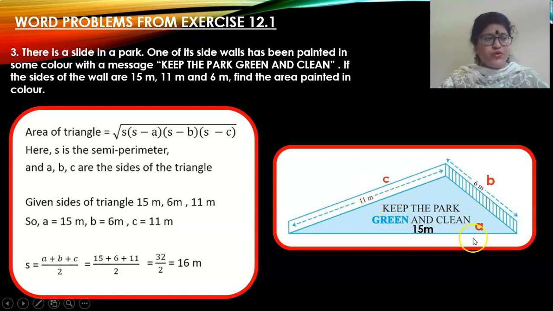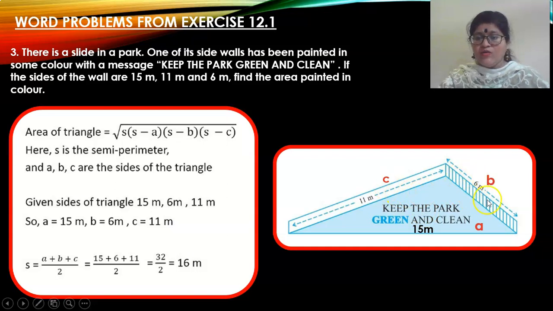Three sides are known to us: 11 meter, 6 meter and 15 meter. So here I have taken A as 15 meter, B is taken as 6 meter and C is taken as 11 meter. I have mentioned this even in the earlier video lessons. You can take from these three any of the values as A, B and C. It is not compulsory to take A as 15 only.